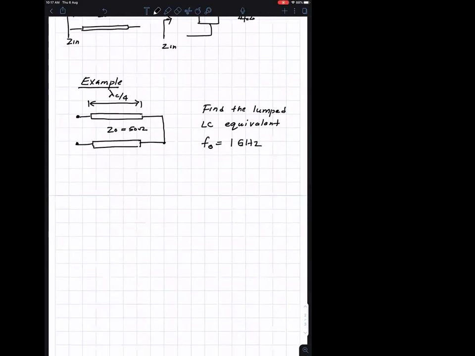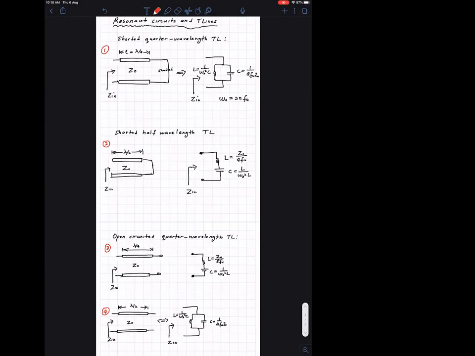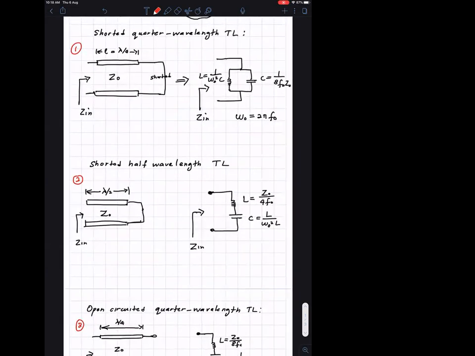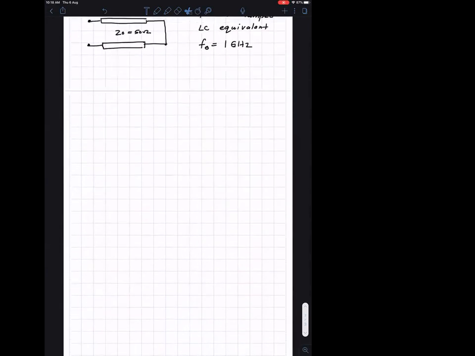Okay, go ahead. Number four, sir. Yes, sir. Number four is half wavelength. The first one, sir, first. First one, okay. First one, quarter wavelength and shorted. So this is the model that we need.